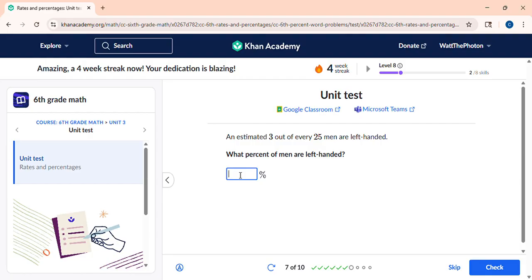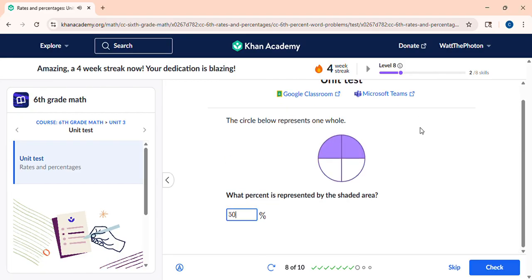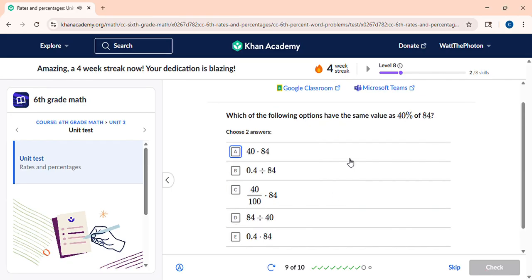So 3 times 4, 12%. Right? 12%. I trust that. What percent? 50% of the whole. There we go. Which of the following options have the same value? 40% of 84. So 2 answers. 0.4 times 84.